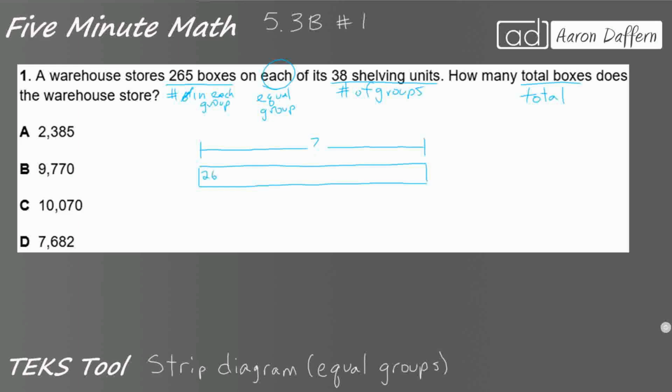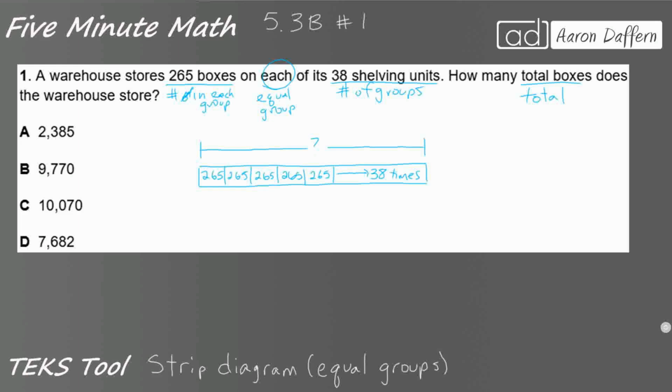We've got 265. That's one group. 265 the next group, 265 the next group. But not only would it be a waste of time, I don't know if we have enough space to literally draw 265 groups 38 times. So we're just going to draw a little arrow and say 38 times. That lets me know I've got 38 groups with 265. So now I've represented this problem with a strip diagram.